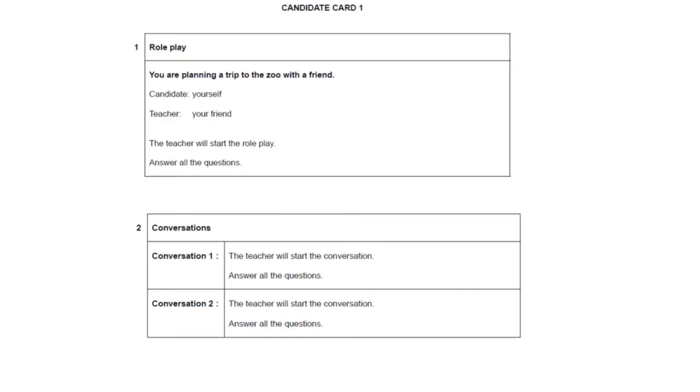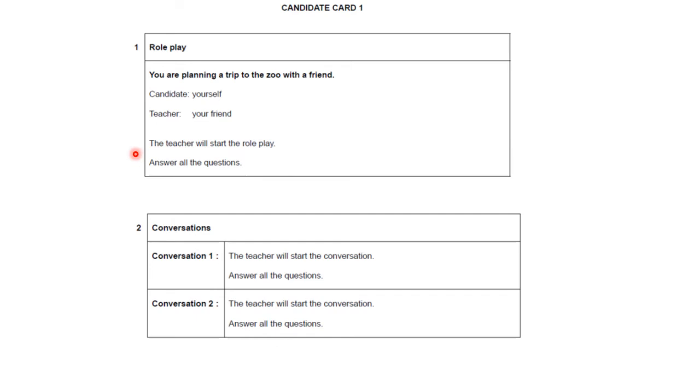This is an example of a candidate card. We have a number of cards that we were provided with from Cambridge, of course. Let's look at the role play part. So they explain to you the situation. You are planning a trip to the zoo with a friend, and you're going to be yourself again in this situation, and the teacher will assume this role. The teacher will be your friend, and always the teacher starts the role play, so don't worry about it.